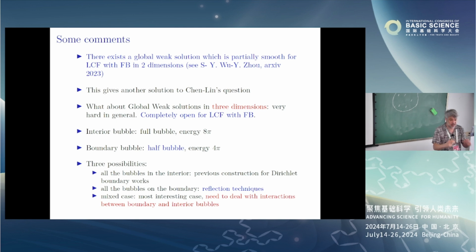You extract the bubble and you have finitely many, and you have exactly the energy of the bubble, right? Which is quantized by 4 pi. Here, the boundary blow-up is a half harmonic map in the sense of Da Lio and Rivière, or like a harmonic map with free boundary, right? Which carries half of the energy of interior bubbles, right? So the half bubbles have energy 2 pi.